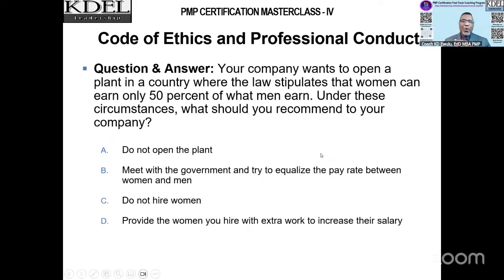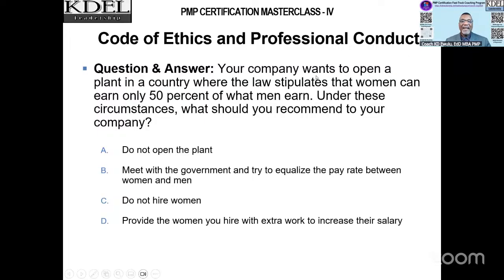Your company wants to open a plant in a country where the law stipulates that women can earn only 50% of what men earn. Under these circumstances, what should you recommend to your company? Do you recommend they do not open the plant? Do you recommend they meet with the government and try to equalize the pay rate between men and women? Do you not hire women? Do you provide the women you hire with extra work to increase their salary?